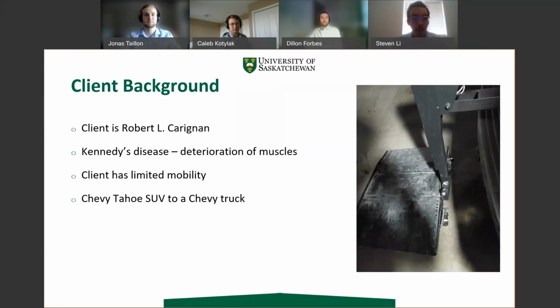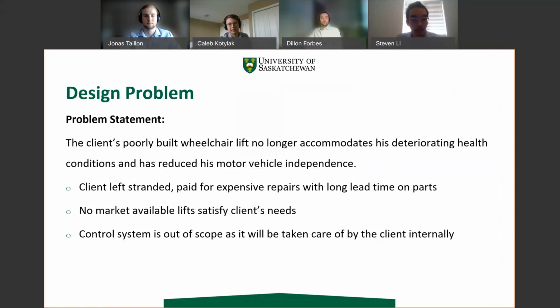Due to the progressive nature of his condition, he is unable to walk from the rear, where the lift is located, to the driver's seat, which is why he's looking for a new lift for his 90 Chevy short box truck. This brings us to the problem statement as follows.